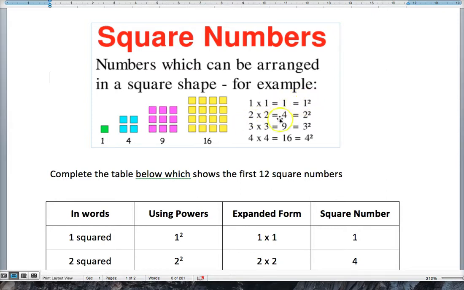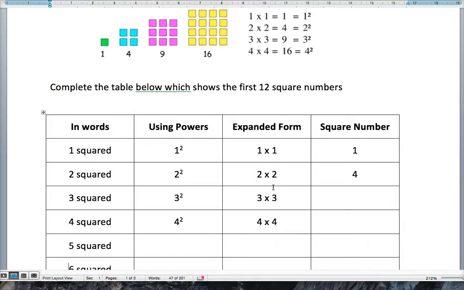So 1 squared. 2 squared is 2 times 2, which is 4. 3 squared is 3 times 3, which is 9. 4 squared is 4 times 4, which is 16. So they're the square numbers. Just looking in this table, I've just got the first few square numbers.